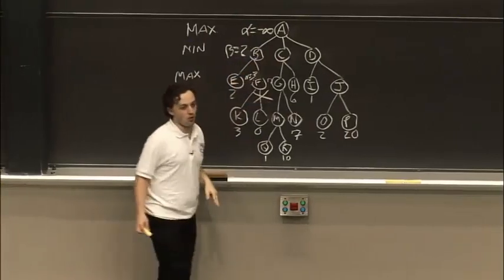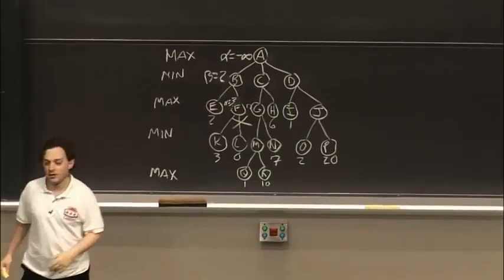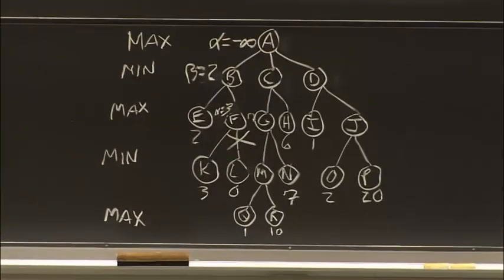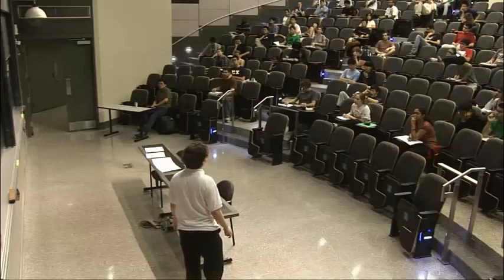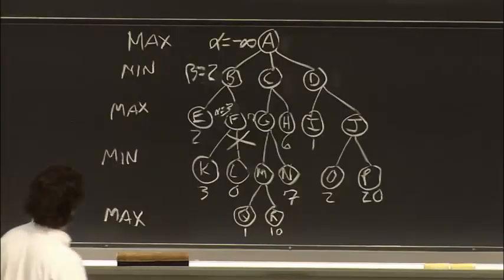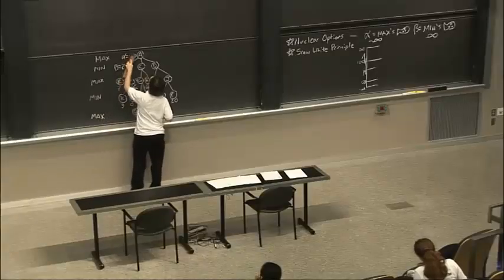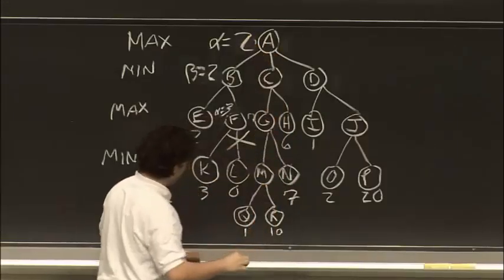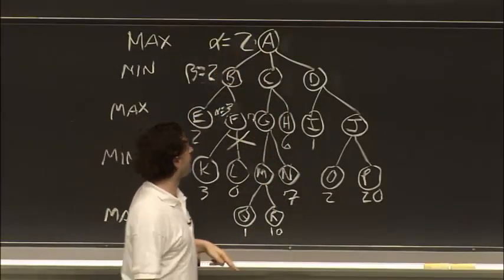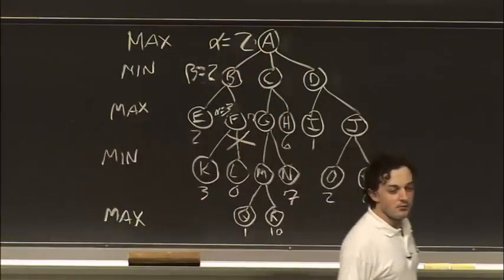So now we're up at old grandpappy A, and he has an alpha of negative infinity. Everyone, what will he do? He'll take the 2. It's better than negative infinity for him. It's not wonderful, but surely anything is better than an automatic loss. All right. Now, our highest node is a 2, so let's keep that in mind for our alpha.